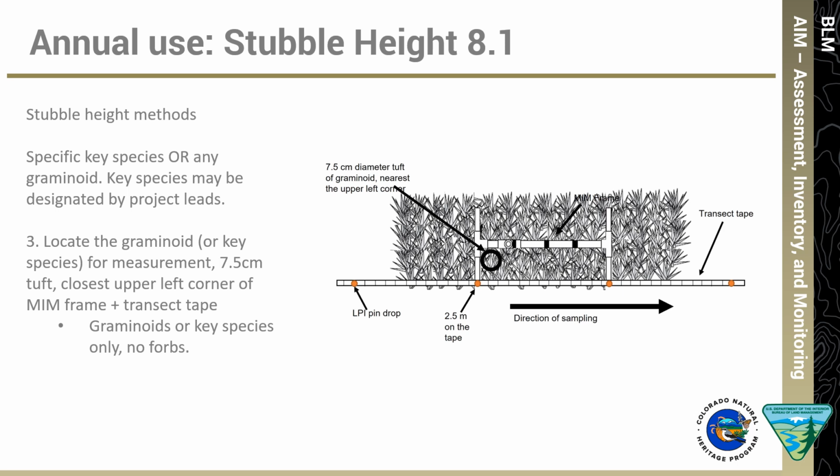Stubble height is measured for graminoid species only. If the vegetation in the quadrat is a mix of graminoids and forbs, disregard the forbs and measure graminoid leaves only.